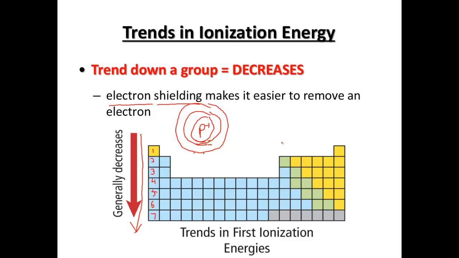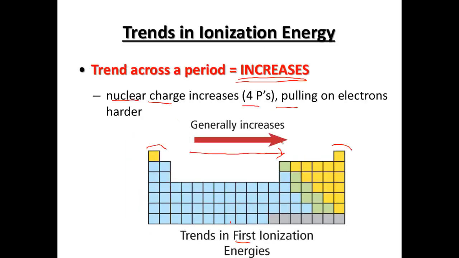So if we jump back, these ones are going to be easier to remove. I guess easier might be a better way to say it. Easier to remove. And these ones are going to be more difficult to remove. So we have this trend as you go across and as you go down: easier to remove down here, harder to remove over here. So that ends our ionization energy information.